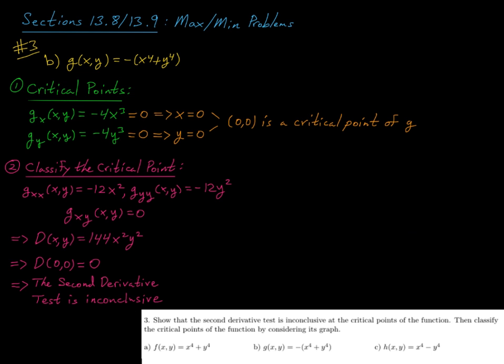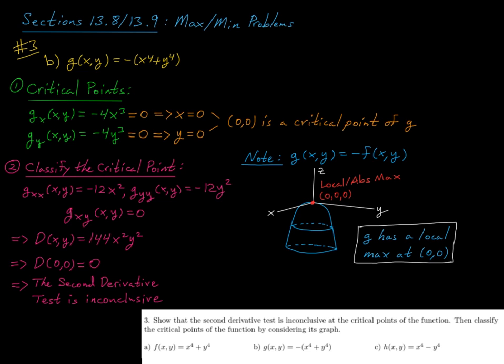Our function g of xy is negative the quantity x to the fourth plus y to the fourth. Now the computations are virtually the same as in part A, so I just have them all right here. Again, d is 0. So what do we have here? Well, notice g is just negative f, right? So I'm just going to flip the surface for f upside down, and here I see that at this critical point 0, 0, I have a local, which in this case also happens to be an absolute max.